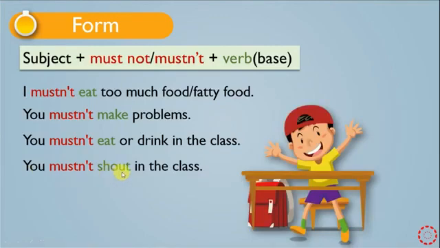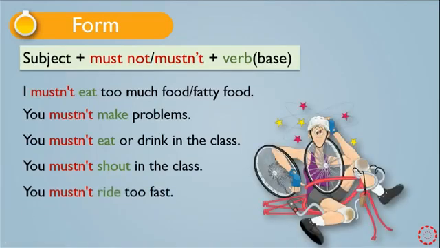You mustn't shout in the class. Shout is the base form of the verb. Another example, you mustn't ride too fast. Or we can say you mustn't ride a bike too fast.